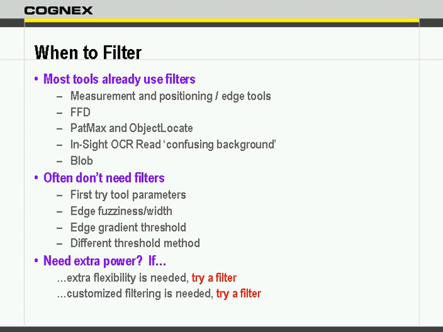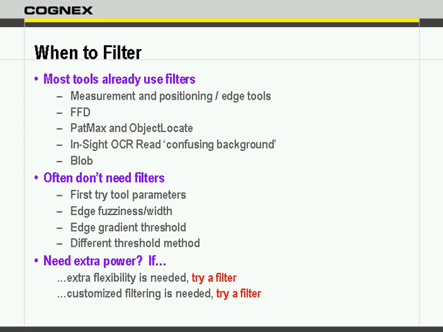So the point here is a lot of the most common tools are already filtering. So you want to think about whether you can use some of the parameters at hand in the tools before moving directly to a filter. Because a lot of times you can get rid of background noise or enhance your features by just using those parameters. At that point, if you can't, you've already tried tool parameters, then perhaps at that point you can move on to actually using a filter.